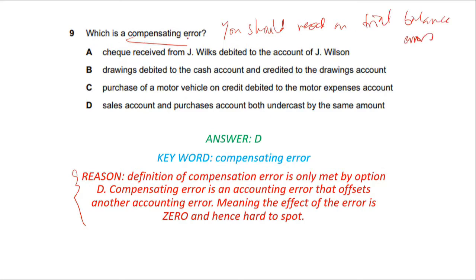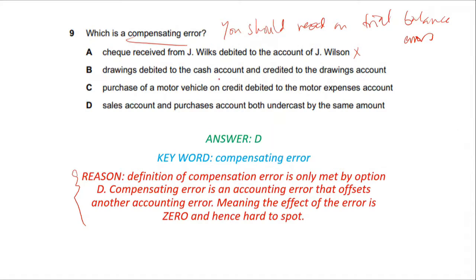Right, so which is a compensating error? Check received from J. Wilson debited to the account of J. Wilson. Now, they just debited to a wrong account, so this does not meet the definition of compensating error. A compensating error is when you make the same accounting error and it sets off, which means that it would have zero effect. It would have no effect on the balancing. The transactions and everything would absolutely balance, and that is why it's also a hard error. It's a very difficult error to spot.